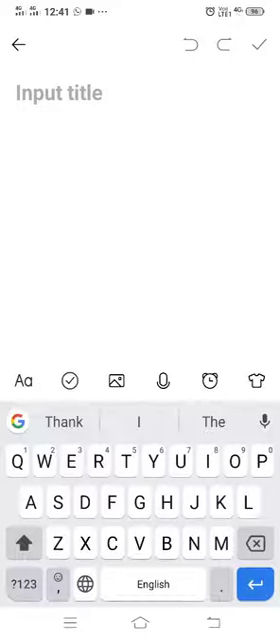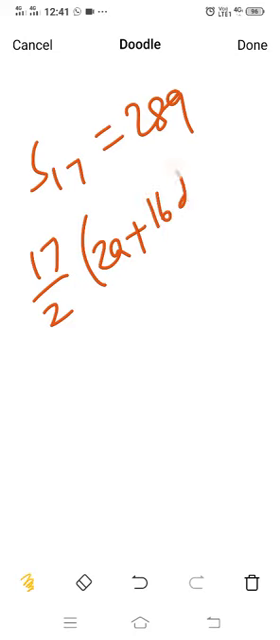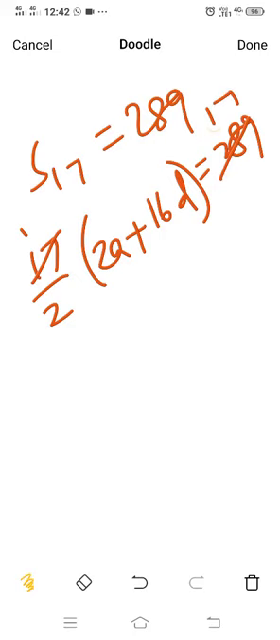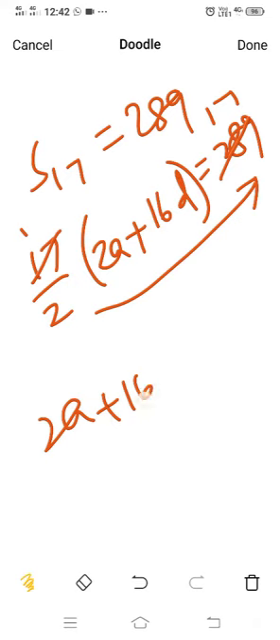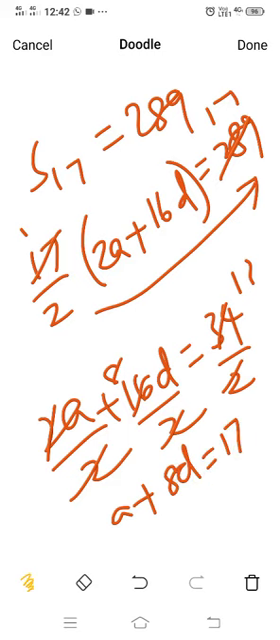Now coming to the next one, 17 terms. So S17 is 289. S17 means 17 by 2 into 2a plus 17 minus 1, which is 16d, is equal to 289. So 17 one times, this is 17 times. 17 17s are 289. So when we multiply this to that side, 2a plus 16d is equal to 17 2s are 34. Divide by 2 throughout. The 2 and 2 get cancelled. Here 2 one times, 8 times. This is 17 times. So a plus 8d is equal to 17. So this is the second equation.